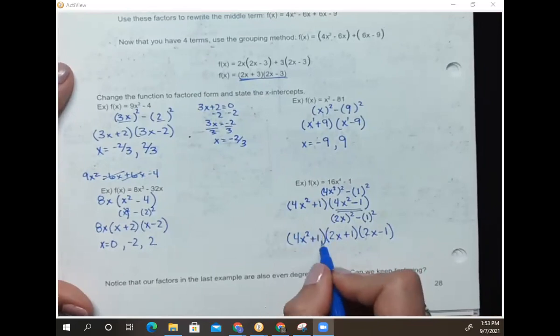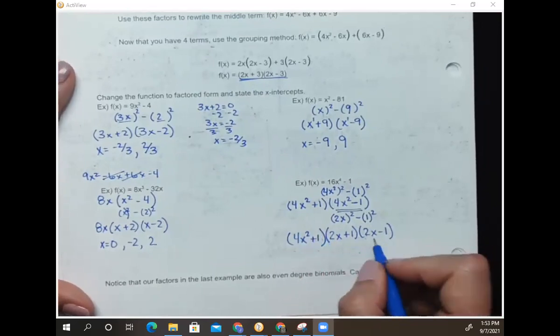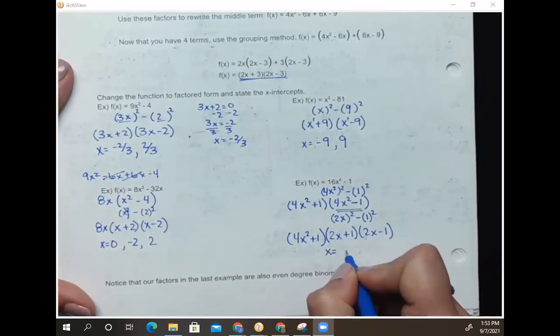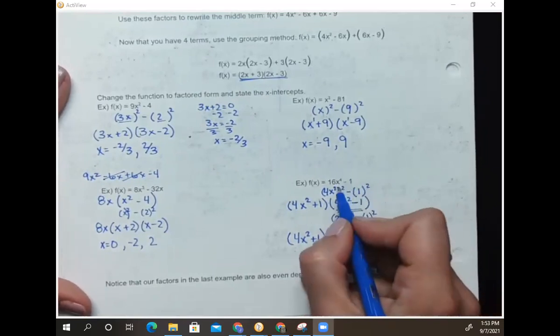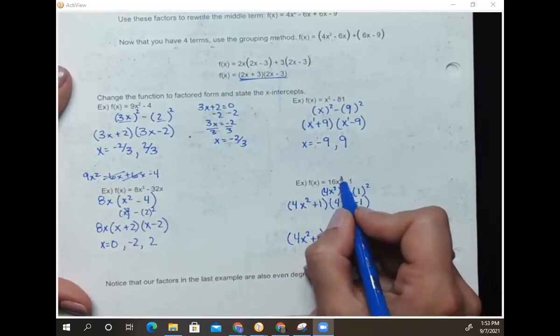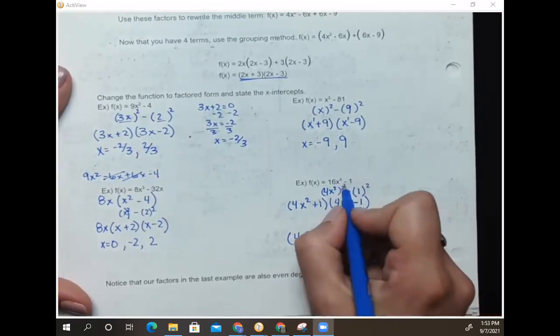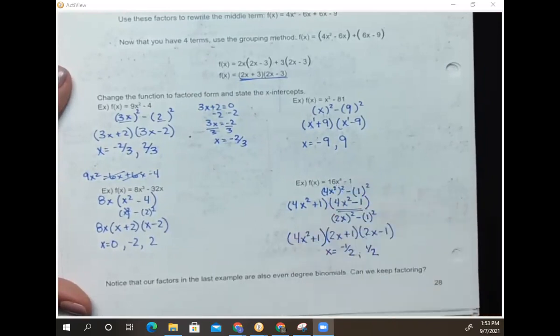We'll talk more about this a little bit later on in our unit. But for these guys, we would get x-intercepts at -1/2 and +1/2. So that's factoring a difference of squares. Again, you need a binomial, 2 terms, even degree, and they must be perfect squares that you're subtracting to factor as a difference of squares. That's why we couldn't factor this guy anymore.